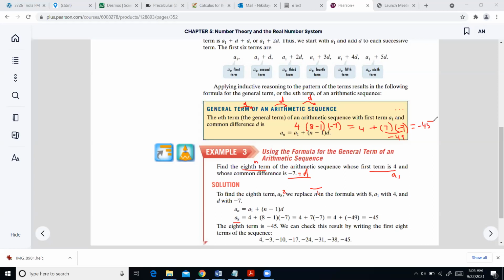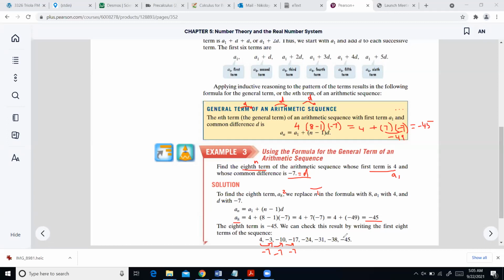So why is the formula so good? Well, because you don't have to find any intermediate terms to get to that 8th term in a sequence. In fact, here they show you that technically you could start with the first term, and then -7 you get the next, and another -7 you get the next, and keep subtracting 7 or adding -7, right? But since you need 8 terms, you have to do this 8 times.